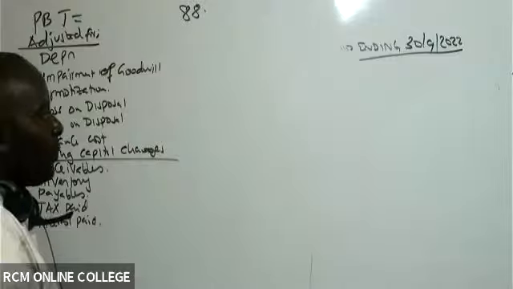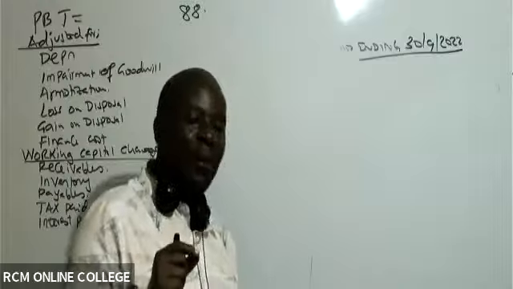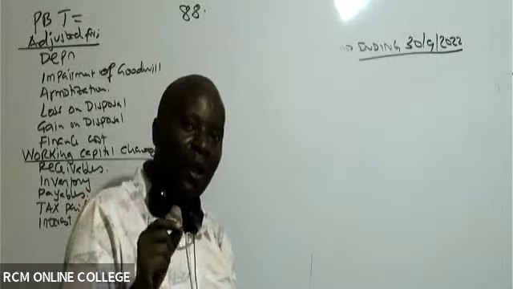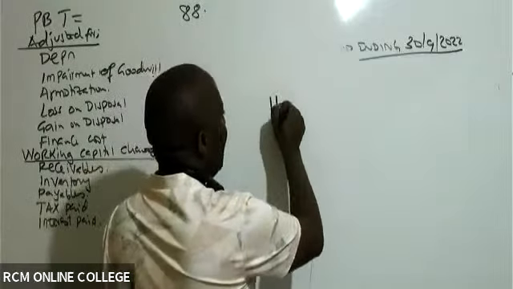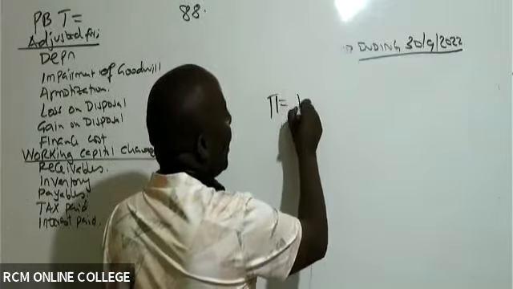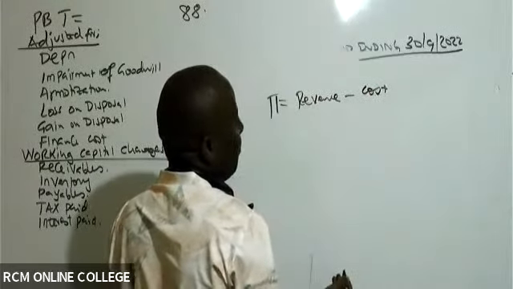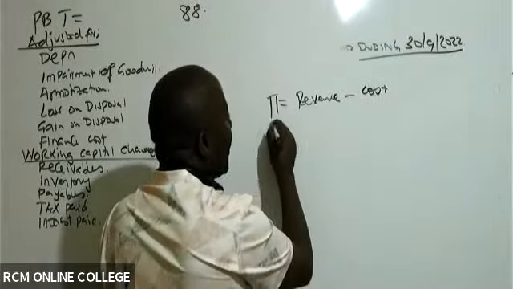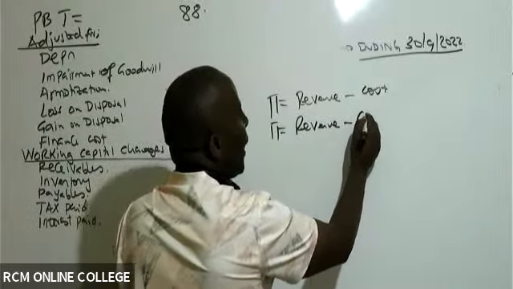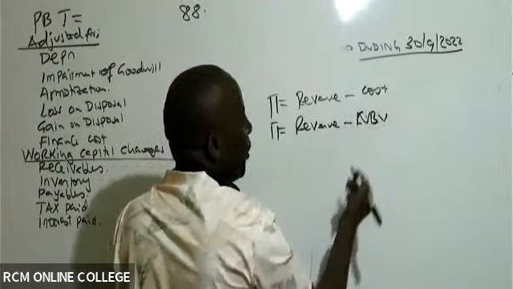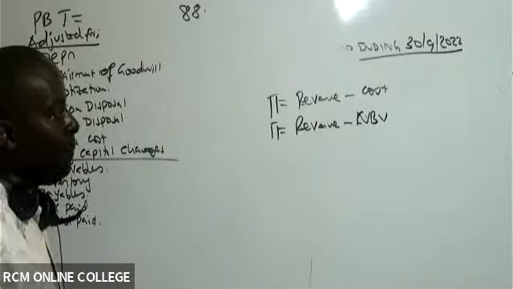So, ladies and gentlemen, we had machinery that was worth 12 bob, but we are selling them for 10. So remember, how do we get profit here? To get profit, you simply look at the revenue you have gotten minus the cost. So our profit in this case will be the revenue that we got minus the carrying amount, what they call the net book value. The net book value is our cost, which has been depreciated.